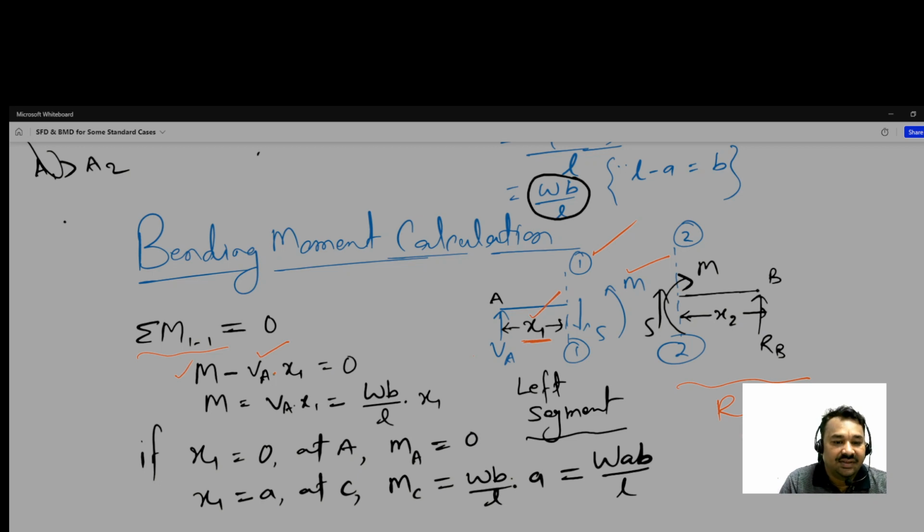So after this what we get? M is equal to Wb by L multiplied by this x1. Now we have to satisfy the boundary conditions. So x1 is equal to 0, that means at A, so MA is 0. And suppose x1 is equal to a, that means we are talking about C. And MC we get here Wb by L multiplied by a. So this is the magnitude.